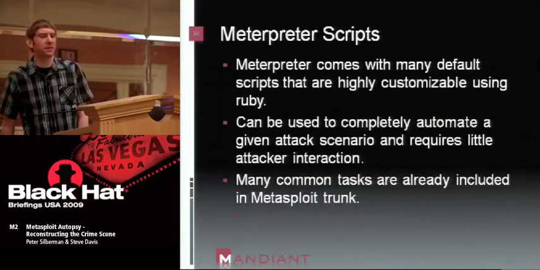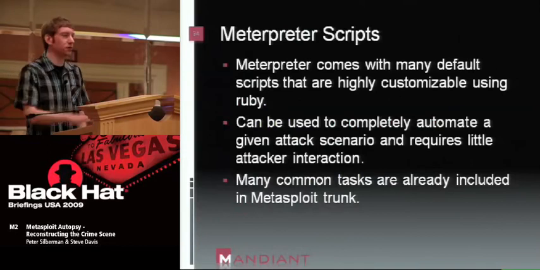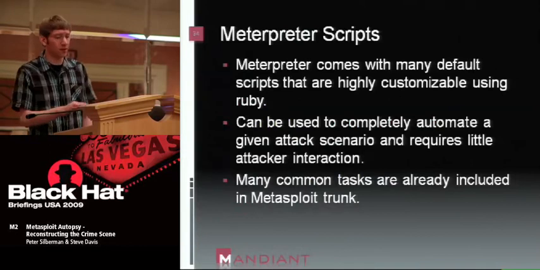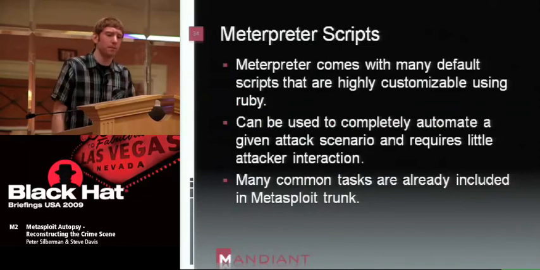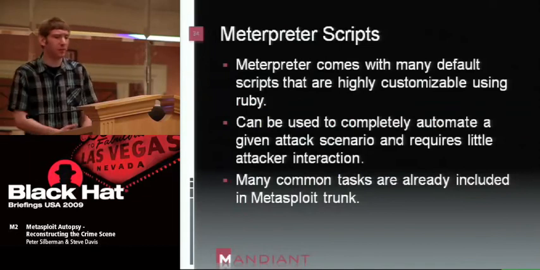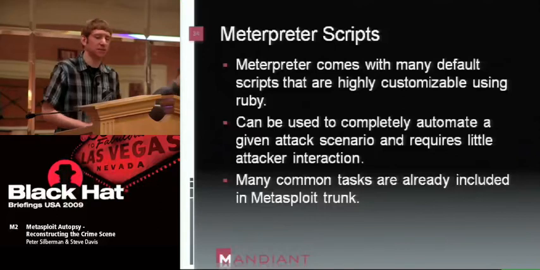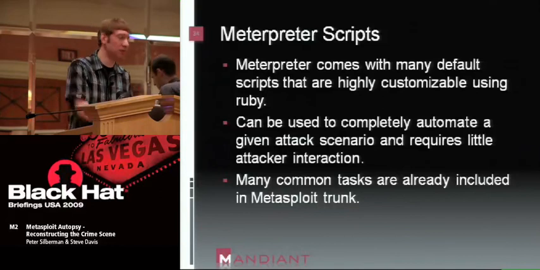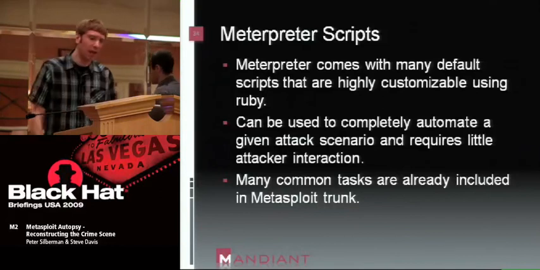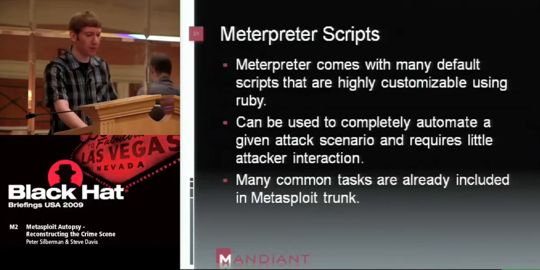And one other thing we'll talk about is Meterpreter comes with a lot of these default scripts. What they can do is really automate an attacker's time when he's on a machine, and it can just be good to go. So it can be used completely to automate anything that we want to do in a given scenario, such as enabling terminal services on a box, or disabling some antiviruses or what have you. And a lot of these are included in the default Metasploit trunk, so they're good to go right out of the bat.